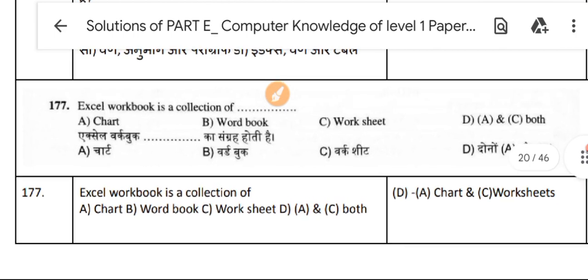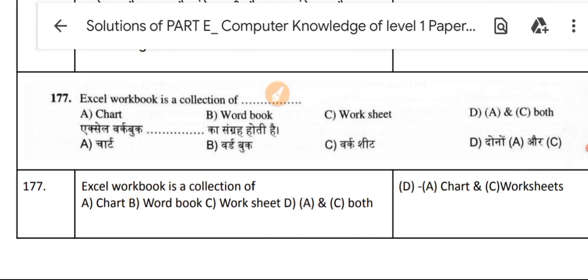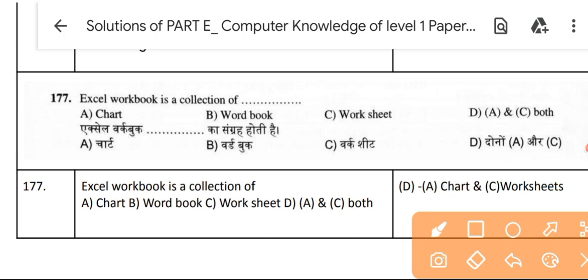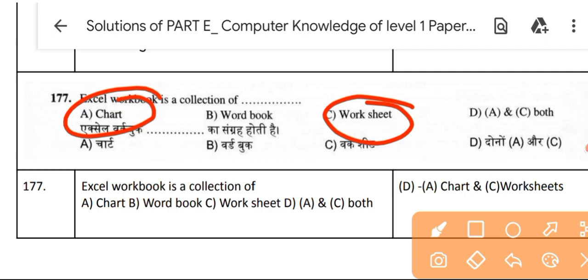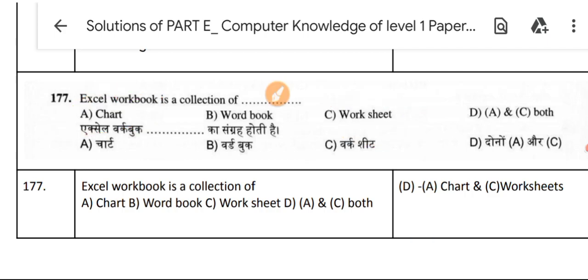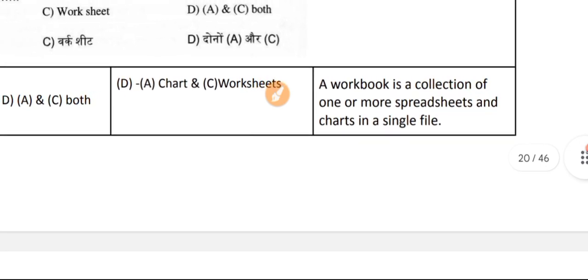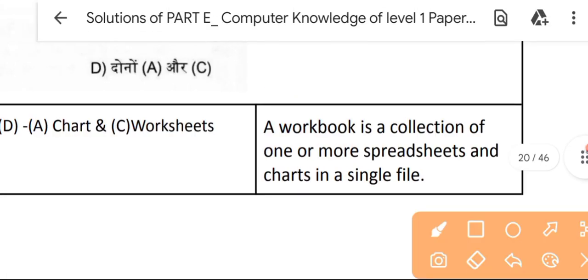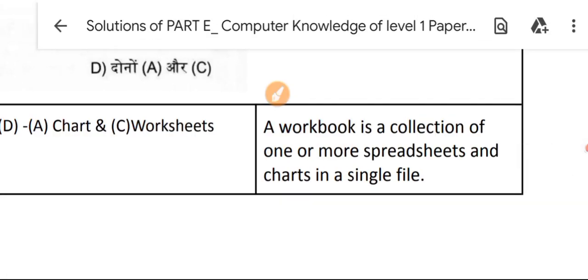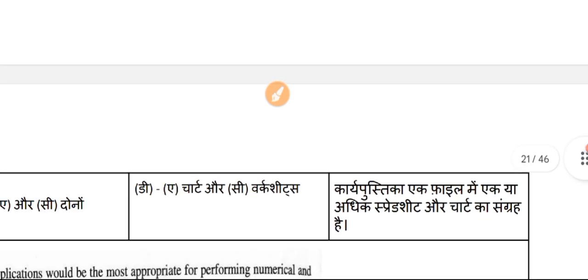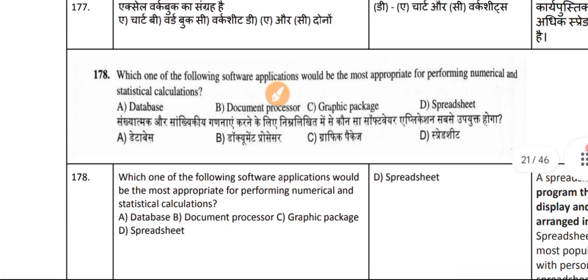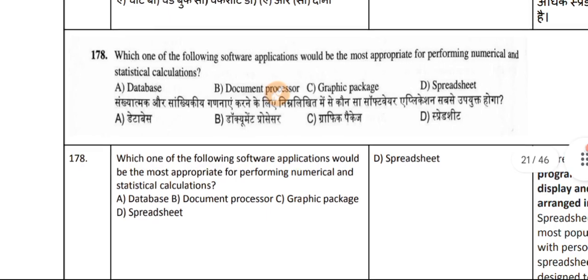An Excel book is a collection of what? A workbook is a collection of charts and worksheets. When you use an Excel workbook, it is a collection of charts and Excel sheets. A workbook is a collection of one or more spreadsheets in a single file. Next is question 178.